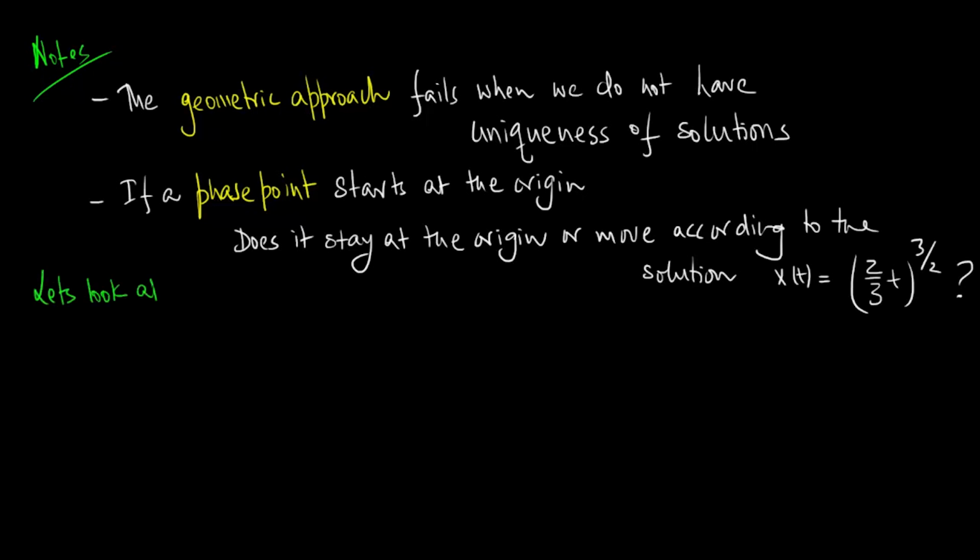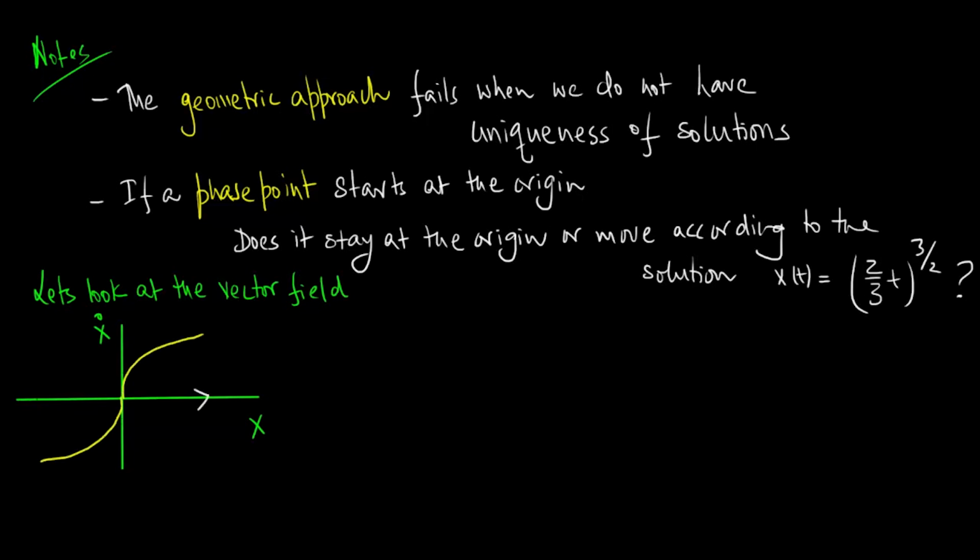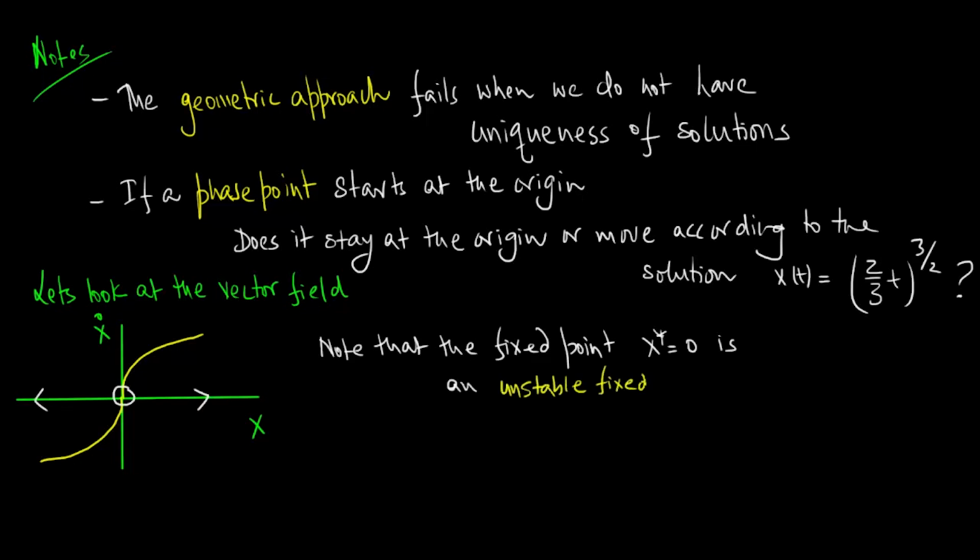Now let's take a slightly closer look at the vector field. So we now go ahead and plot x dot versus x. That's the plot of x dot versus x. And we find that the fixed point would be repelling from both ends. So note that the fixed point x star is equal to 0 is in fact an unstable fixed point.